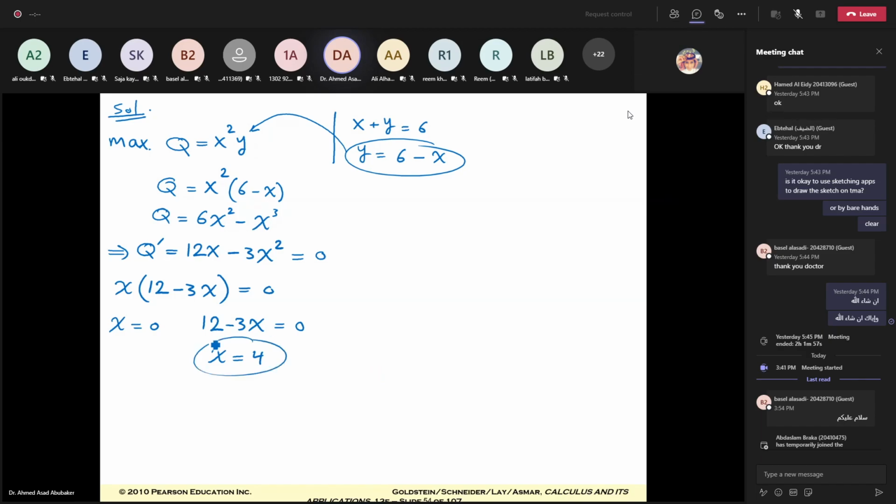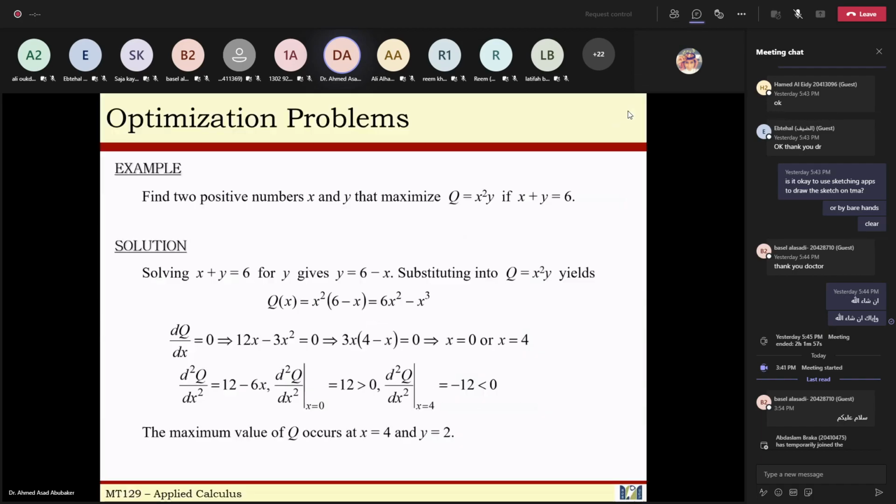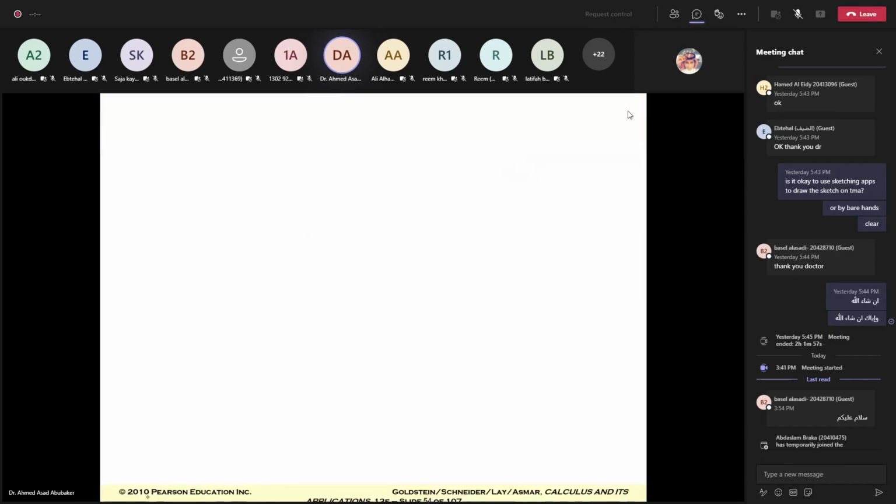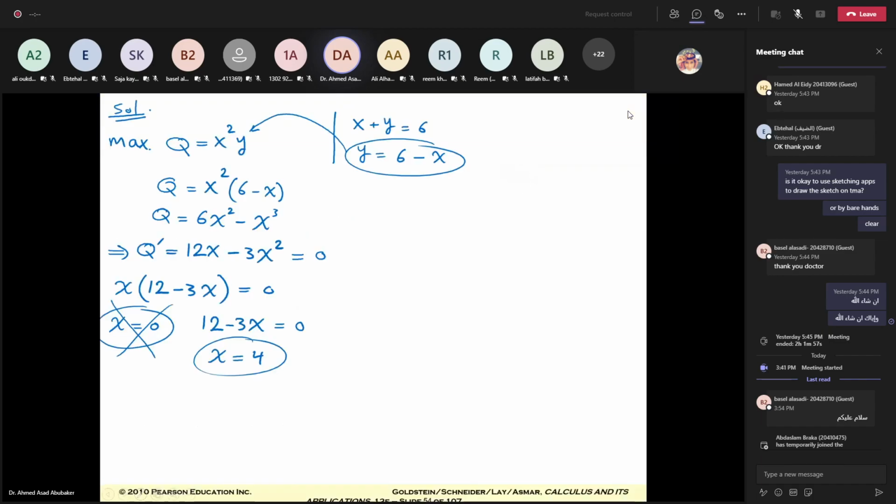Now we have two stationary values, the first one 0 and the second 4. The 0 fails because we need x and y to be positive numbers. Look at this, we need two positive numbers, so 0 is not positive.